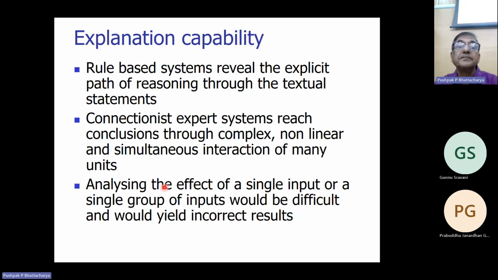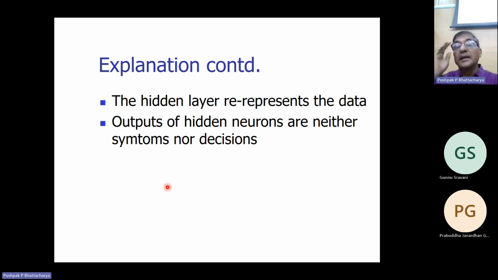Explanation ability. Rule-based systems reveal the explicit path of reasoning through textual statements. If this was a rule-based system, then we would have got the path of reasoning and the explanation of the decision. Connectionist expert systems reach conclusions through complex, nonlinear, and simultaneous interaction of many units, which are the neurons. Analyzing the effect of a single input or a single group of inputs would be difficult and would yield incorrect results. The hidden layer re-represents the data.